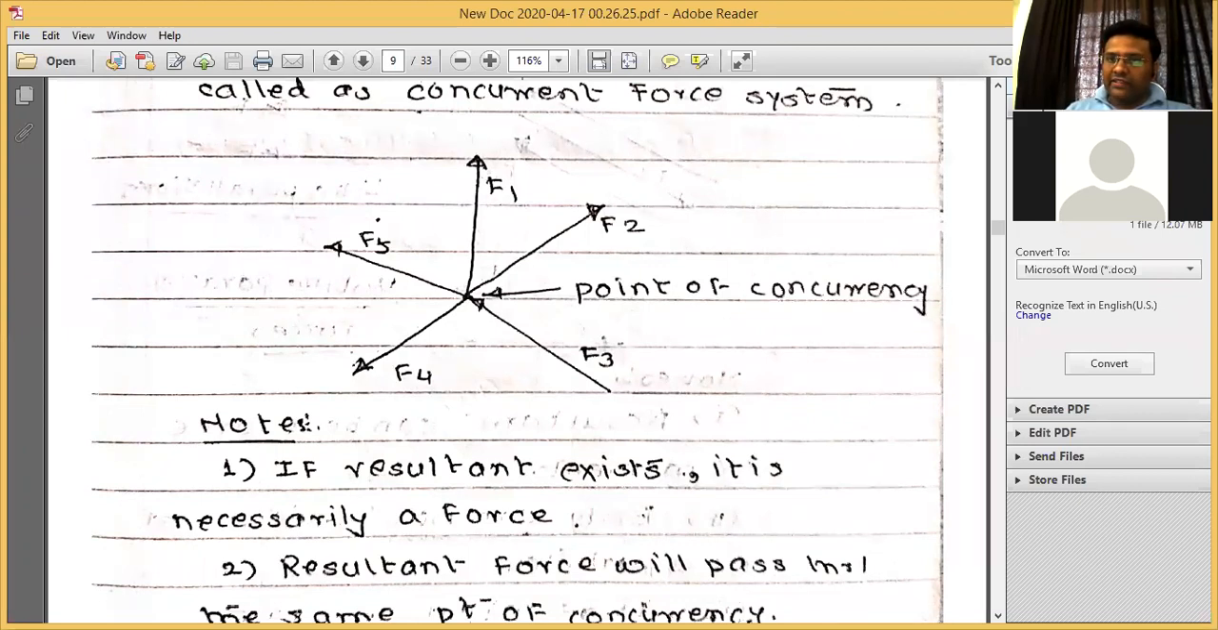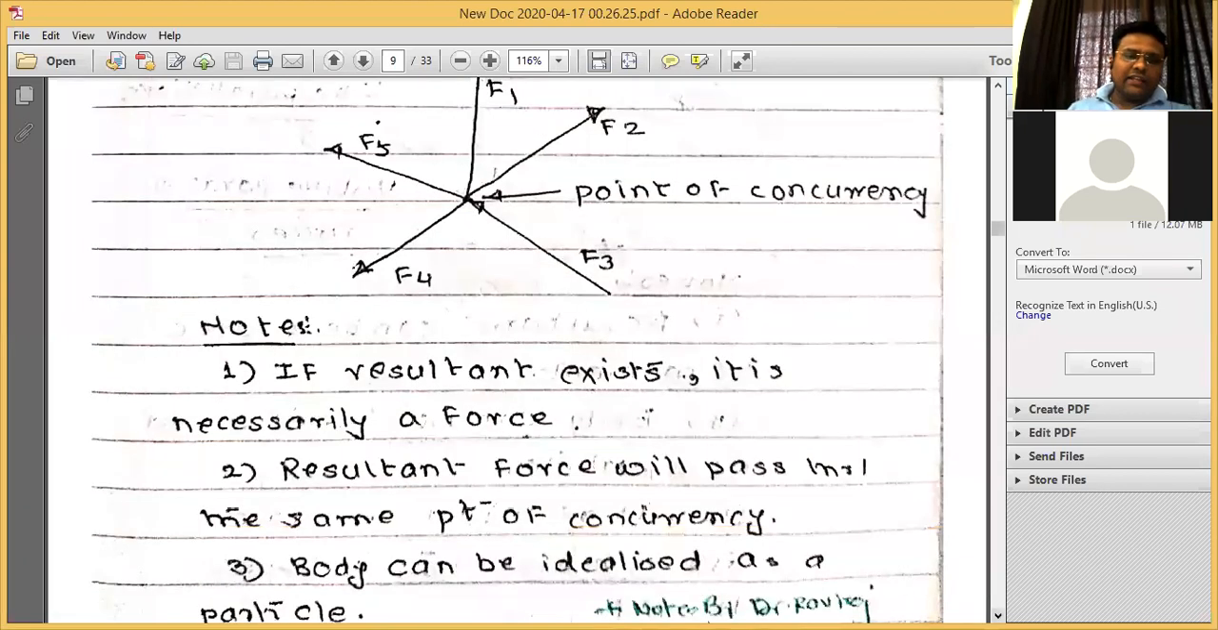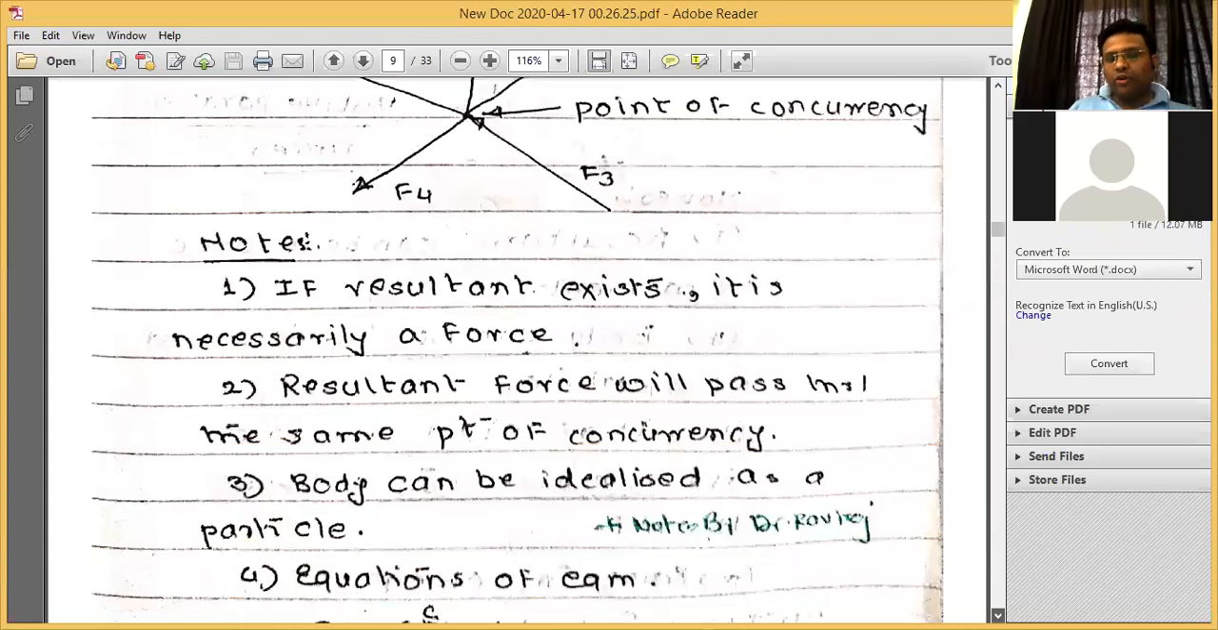Because when all the forces are passing through a single point, then moment does not exist in such a type of system. Therefore you can say that this is the characteristic of CFS. Then the resultant force will pass through the same point of concurrency.